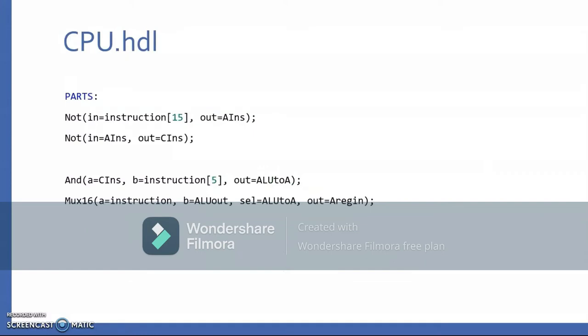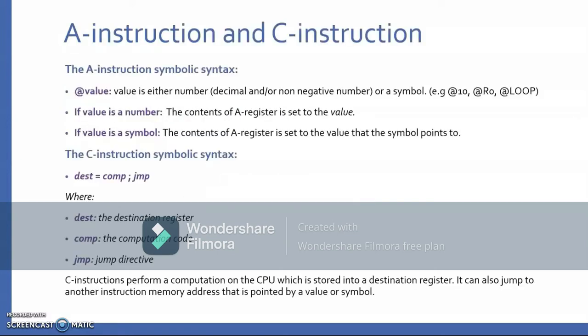This is the first part of the PARTS section in the CPU HDL code that I've shown previously. As you can see, we have three different gates: a NOT gate, an AND gate and a Mux16. These gates allow the CPU to function and perform specific operations. Firstly, there are two types of instructions coming into the CPU from the instruction memory. These instructions are the A instruction and the C instruction.